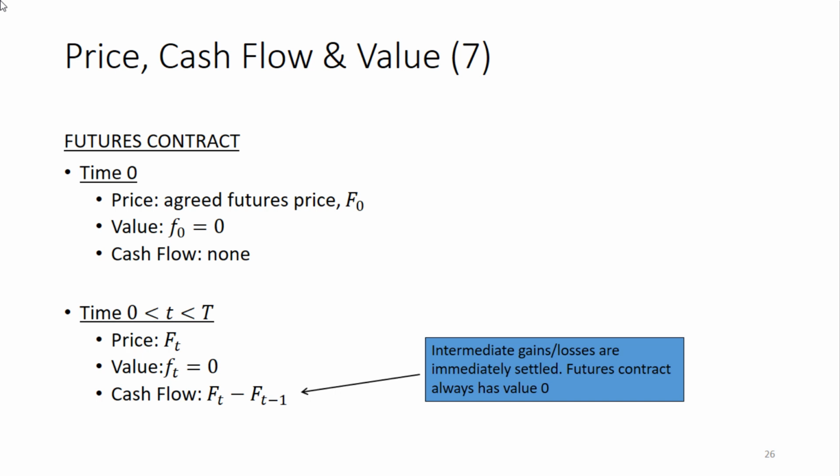We will look at 3 typical moments in time. We will look at the moment of entering into the contract. This moment we call time 0. We will look at all the intermediary moments, which I will call time small t. And we will look at the maturity moment, which is time capital T, which is on the next slide. So at time 0, I enter into a futures contract and I determine the price.